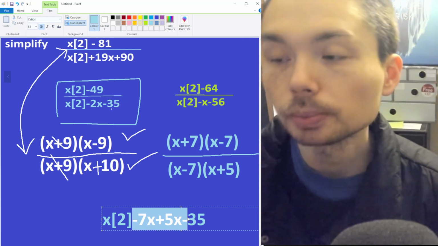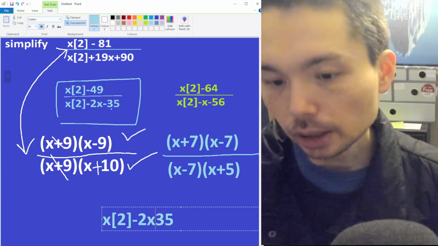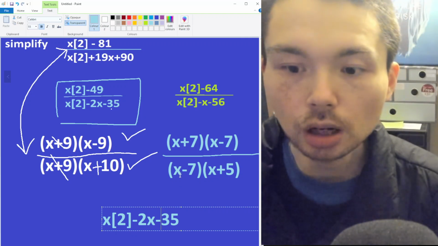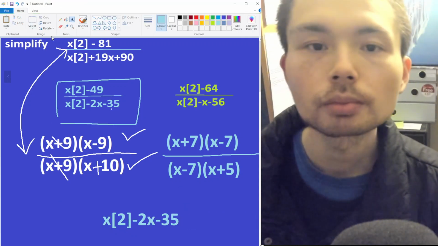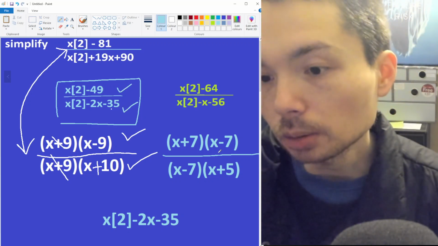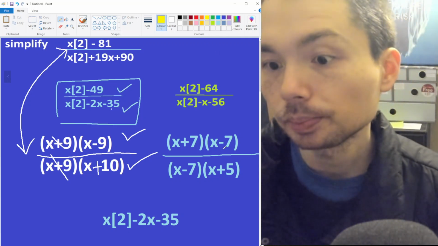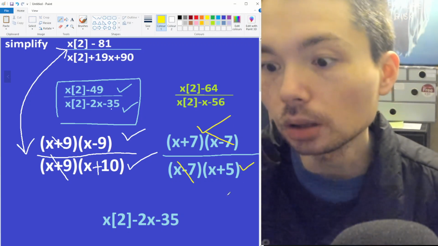Look at the middle terms. Minus 7x plus 5x is minus 2x. So really, you've done it correctly. And then the last bit as well, minus 7 times plus 5 is minus 35. So really we have factorized the numerator and the denominator. Look at top and bottom. Can you see the bracket is the same? They are the same, so they cancel. So we have the final answer, x plus 7 over x plus 5.